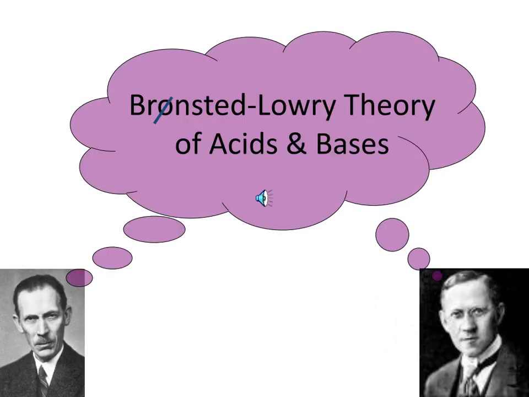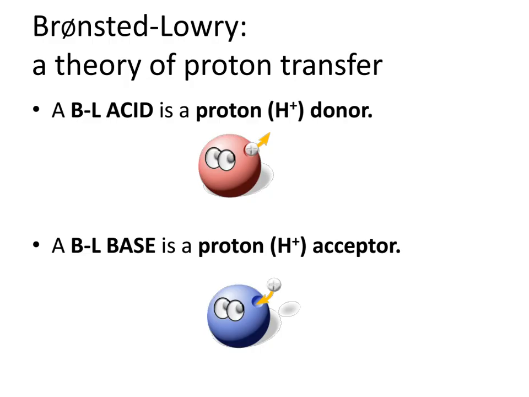The very first real tangible theory that started helping us to understand the behavior of acids and bases was the Bronsted-Lowry theory. According to these guys, in order to be an acid, you would have to donate a proton or hydrogen ion. And to be a base, you would have to accept that proton or hydrogen ion.